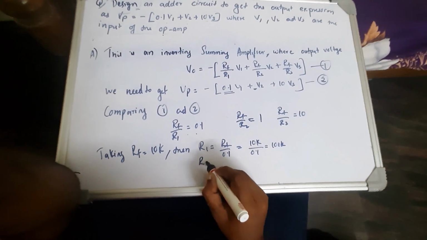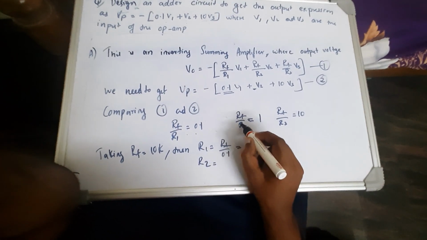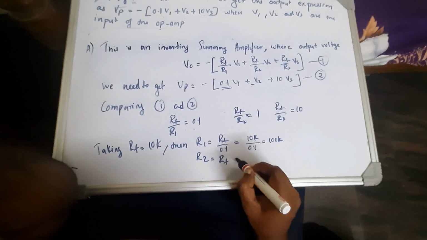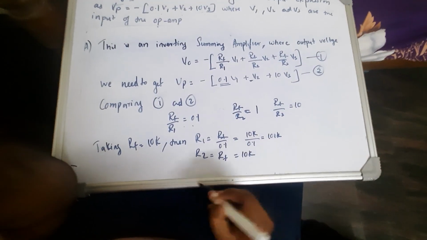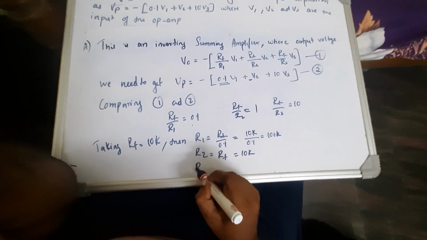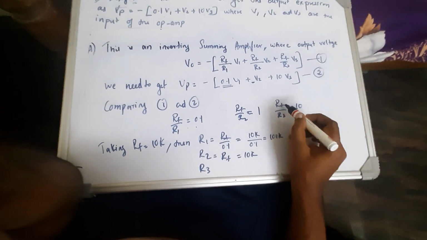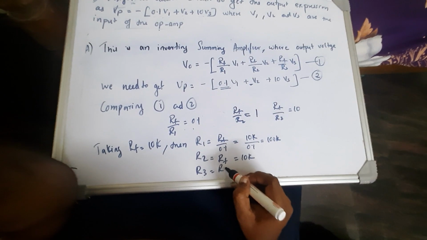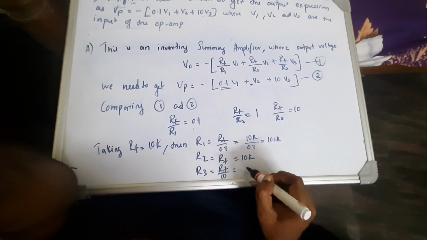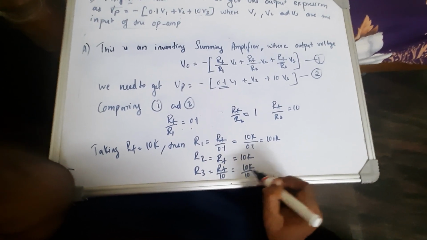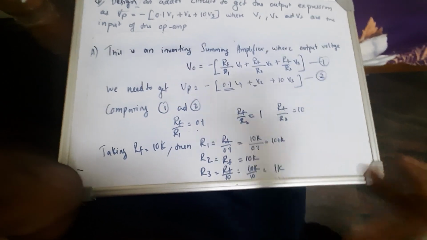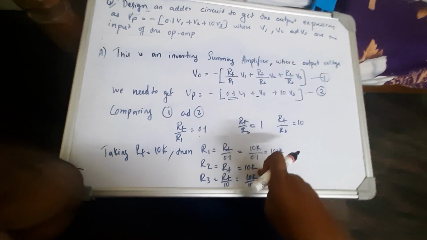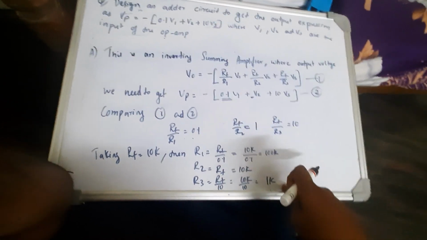Then R2: Rf by R2 is 1, so R2 is equal to Rf, which is 10k. Then R3: Rf by R3 is 10, so R3 will be Rf by 10, which is 10k by 10, which is 1k. Now we got all the values. Rf is 10k, R1 is 100k, R2 is 10k, and R3 is 1k.